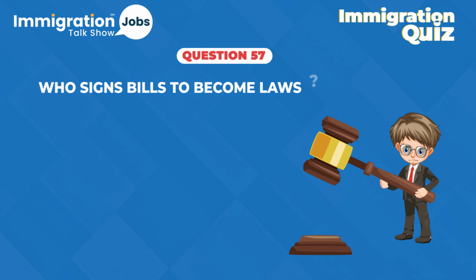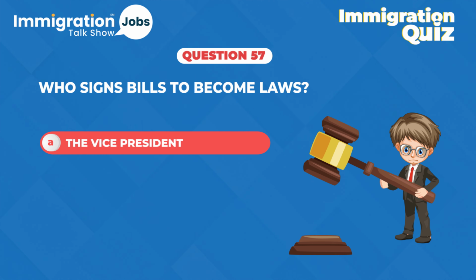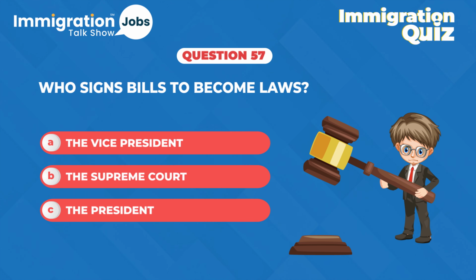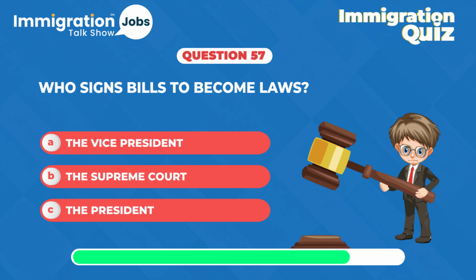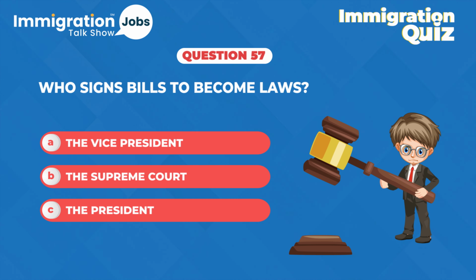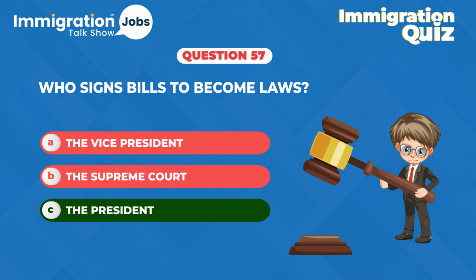Who signs bills to become laws? Option A, the Vice President. Option B, the Supreme Court. Or option C, the President. And the correct answer is option C, the President.